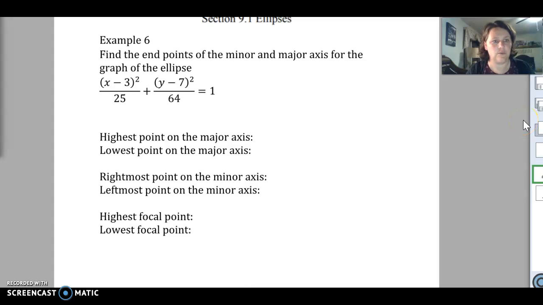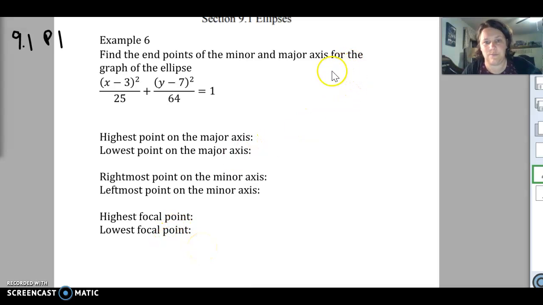Okay, continuing on with section 9.1, part 1, for example number 6. We need to find the endpoints of the minor and major axis for the graph of the ellipse (x minus 3) squared over 25 plus (y minus 7) squared over 64 equals 1. So we need to figure out the highest point on the major axis, lowest point on the major axis, the rightmost point on the minor, leftmost on the minor, and the highest focal point and the lowest focal point.